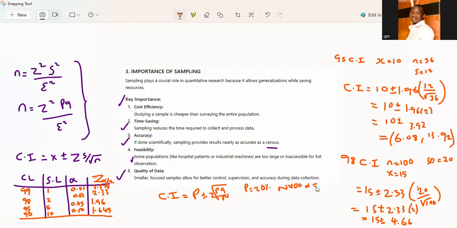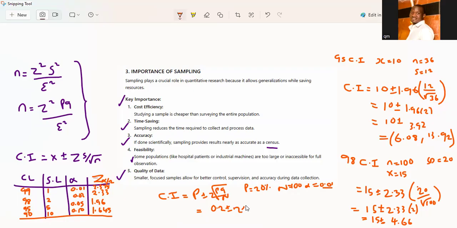What is our confidence interval? Our alpha of 0.01 means what is our Z? If our proportion is 20%, 0.2, the remainder should be our Q. They should add up to 100. So if P is 20%, what is Q? 100 minus 20, 80. Then this 0.01 will give us our Z, which is 2.33.